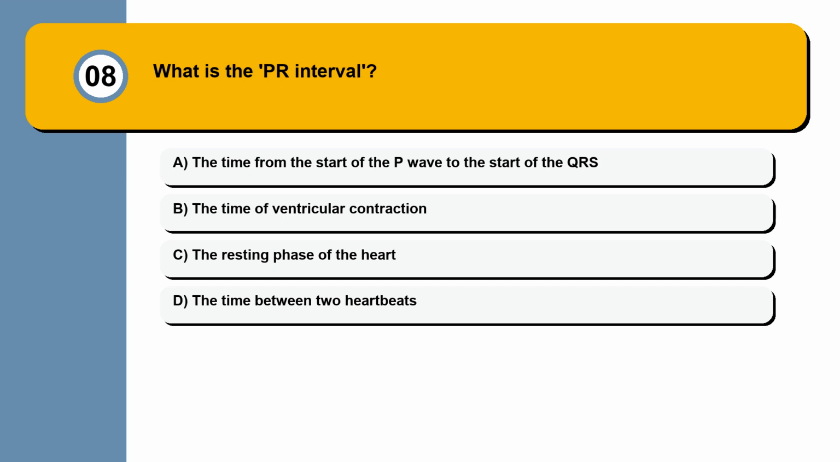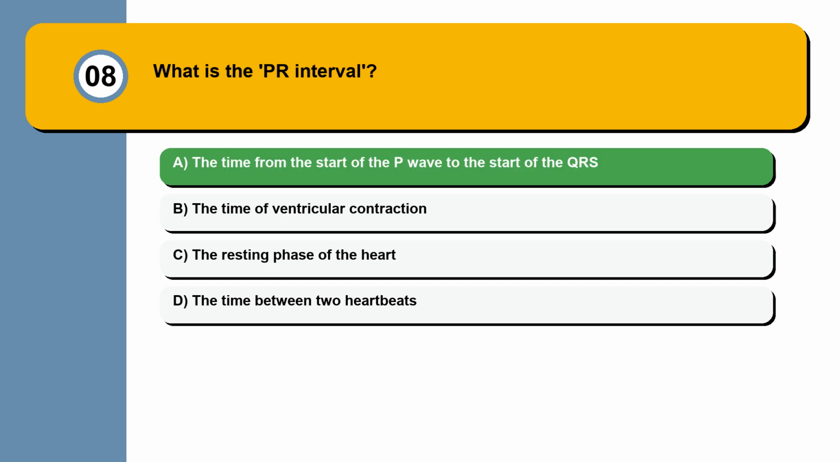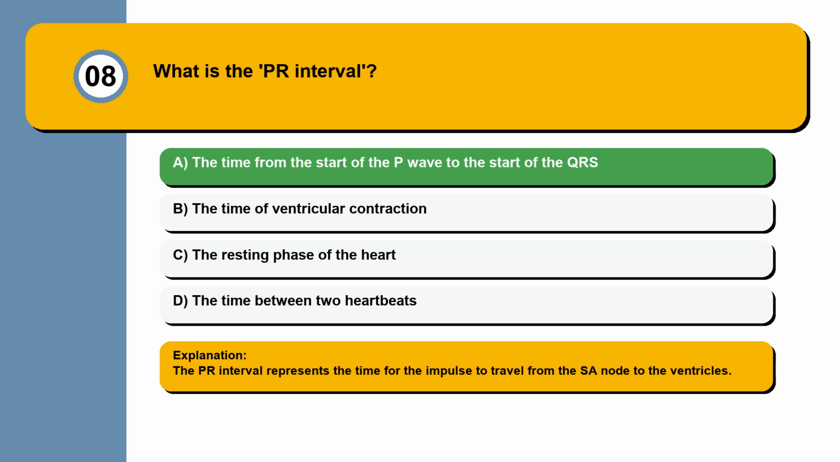Question 8. What is the PR interval? The time from the start of the P wave to the start of the QRS. The time of ventricular contraction, the resting phase of the heart, the time between two heartbeats. The PR interval represents the time for the impulse to travel from the SA node to the ventricles.